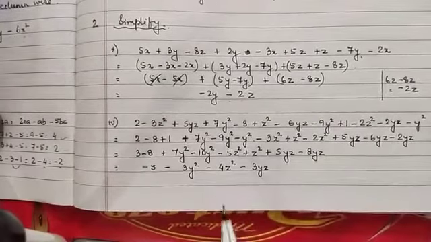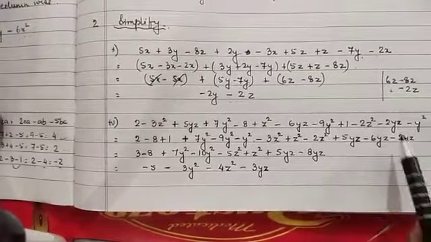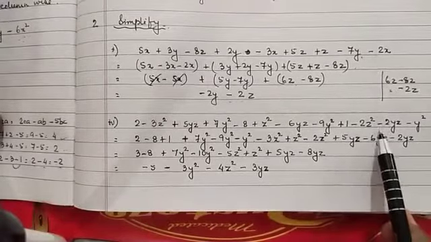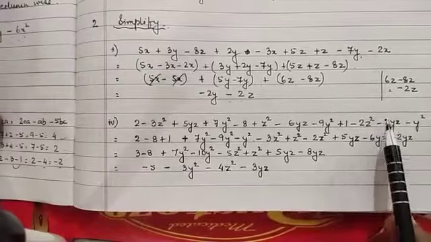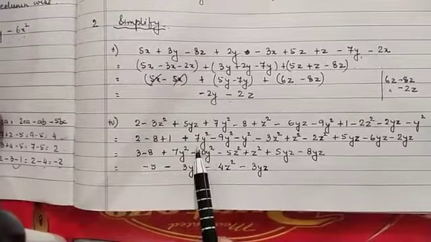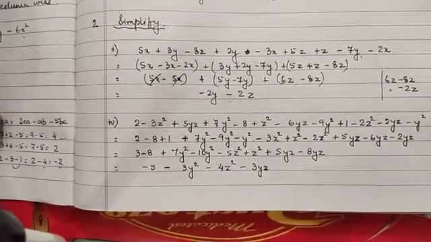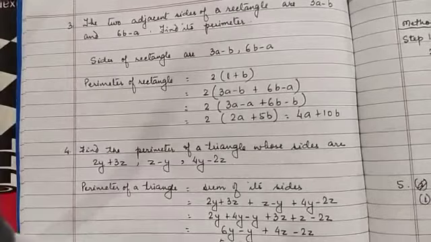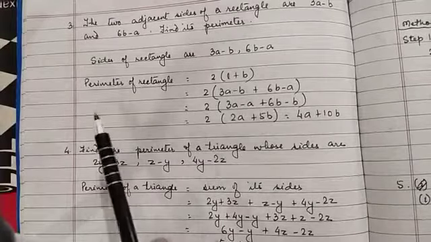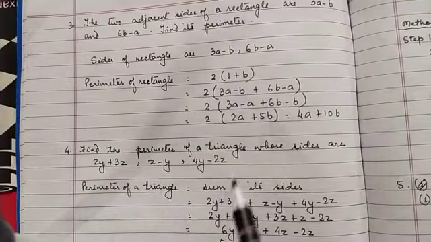Here, never forget to carry the sign of the term. Okay, if the term has minus sign, when you are shifting it to another place, please put the correct sign. If you don't put the correct sign, then your answer will go wrong. Two more sums we are going to do over here, that is number 3 and 4, and then the rest of the sums you are going to do yourself.